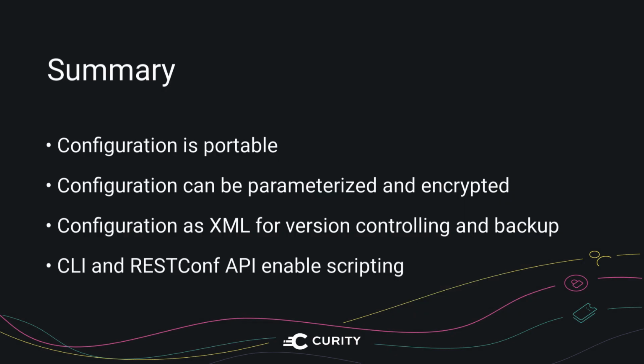We have learned that the configuration of Curity Identity Server is portable. You can export and import the configuration or part of it to different instances. You can also parameterize and encrypt the configuration. The configuration XML file can be put under version control and serve as backup. We have heard that Curity Identity Server has two interfaces for scripting: the command line interface and RESTconf API. And we have seen how to back up the configuration using the CLI.